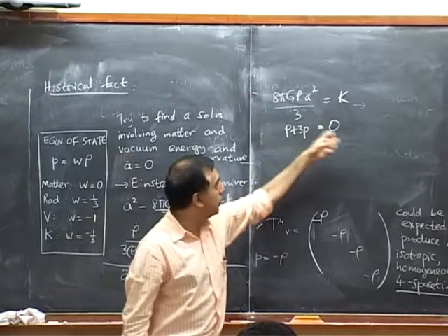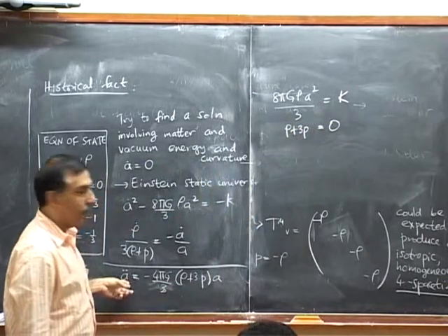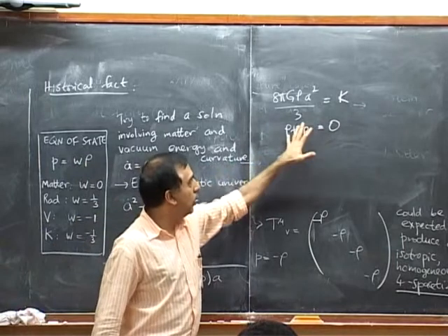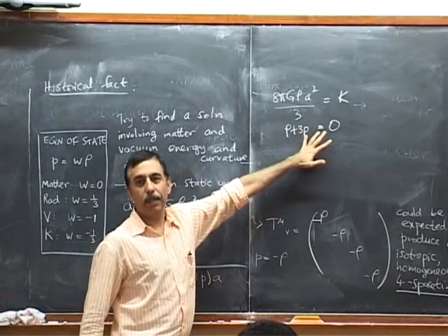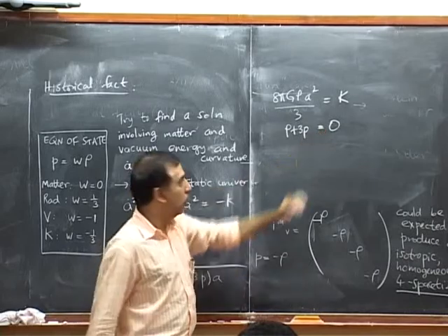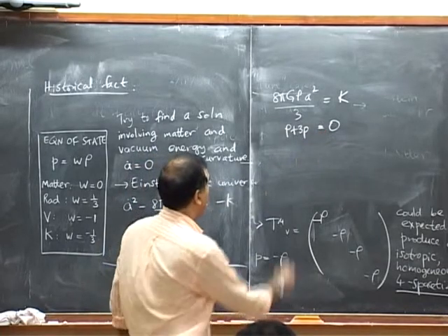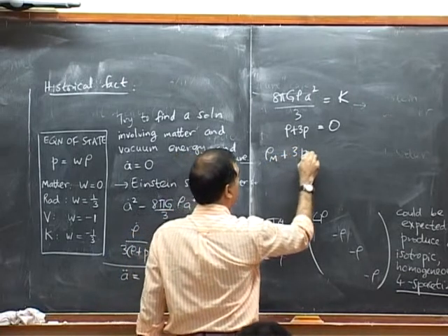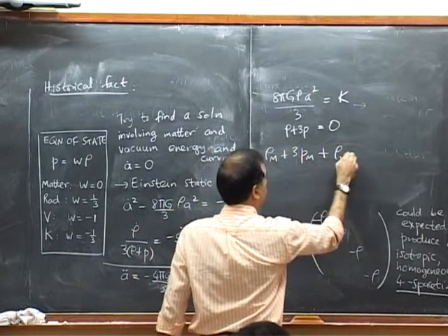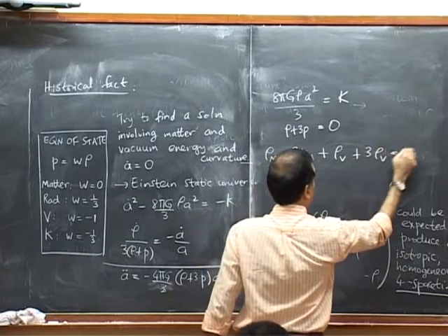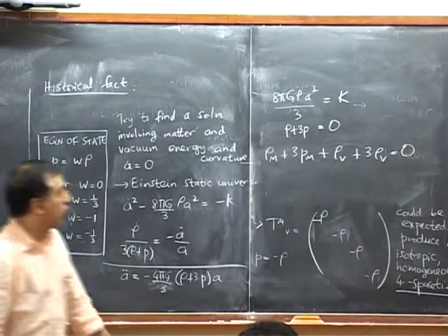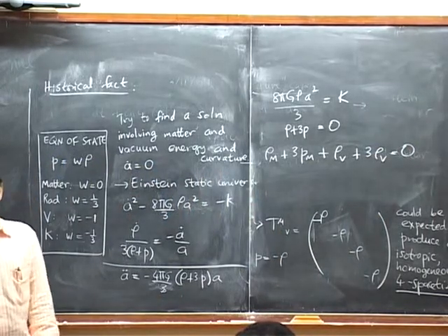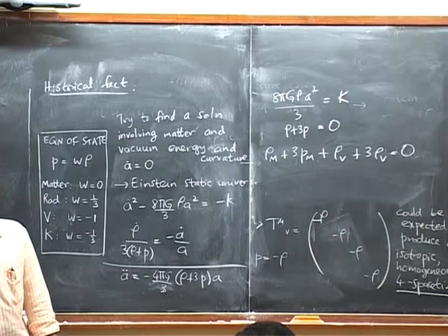In fact, the reason it's 0 is because we've taken a double dot equals 0. So the point is that it's 0 summed over only matter, radiation and vacuum, and not over curvature. If you are taking only matter and vacuum energy, then this equation simply says rho m plus 3pm plus rho vacuum plus 3p vacuum equals 0. So when we say rho, we really mean the sum of densities. When we say p, we mean the sum of pressures of all the types of content in the universe.